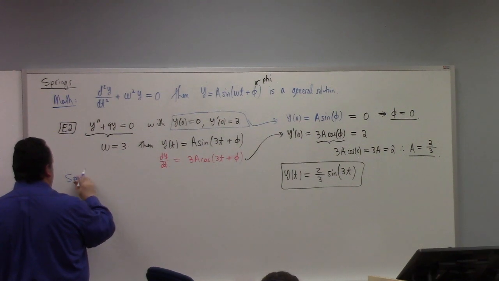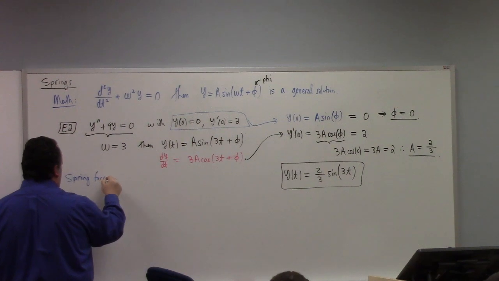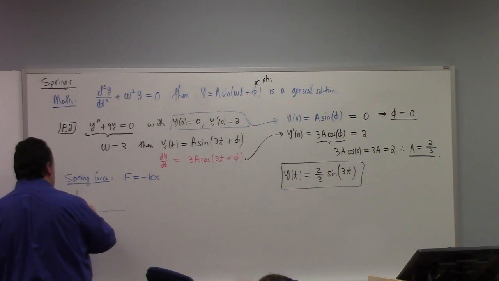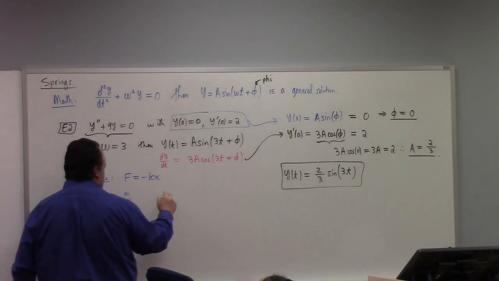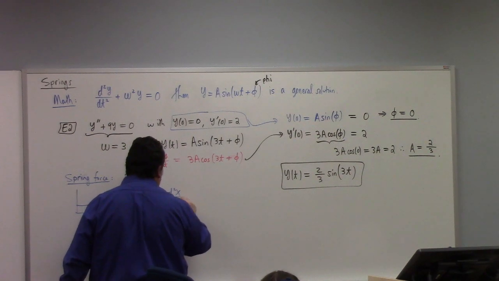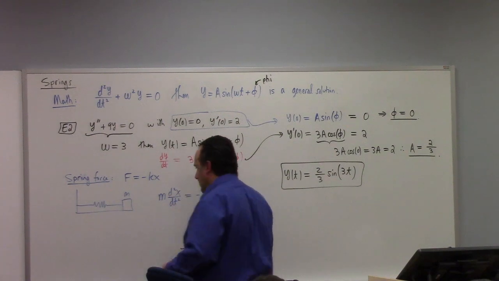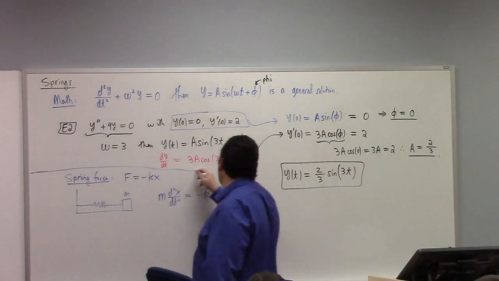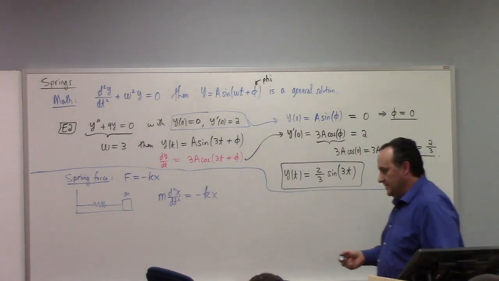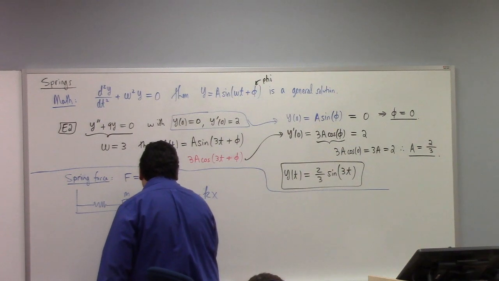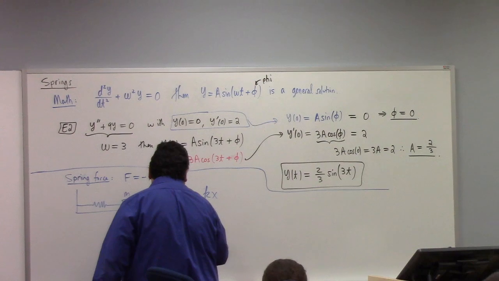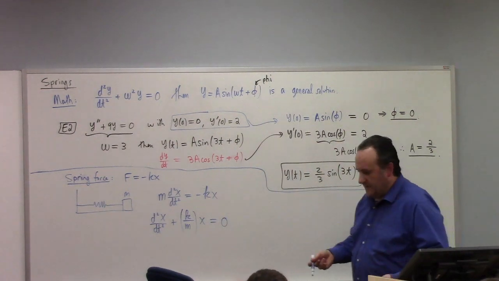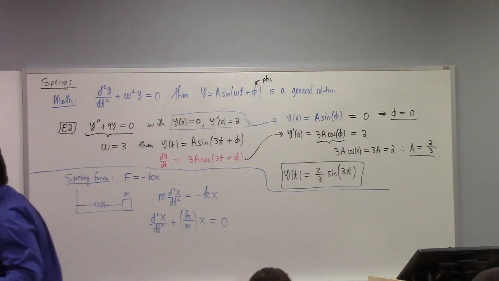So what's the spring force? Do you guys remember? Yeah, F equals minus kx is what I was looking for. And so if we're talking about one-dimensional motion, then we have mass times d squared x dt squared equals minus kx, right? So if you look at that, we can rewrite this. This is d squared x dt squared plus k divided by m times x equals 0. So Newton's second law for the spring mass problem is that.